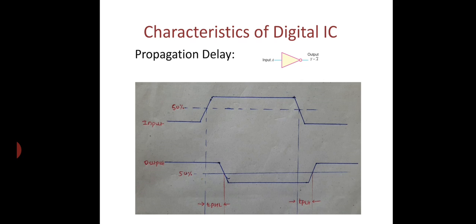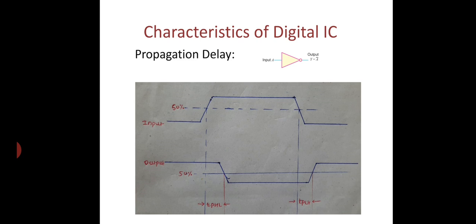Let's take an example of a NOT gate as shown in this PPT. We will apply input to the NOT gate and it will take a certain time to reach the output. That is, input A takes a certain time to generate output A bar. This is called propagation time. As shown in the waveform, propagation time is generally measured at 50% of the transition from input to output.